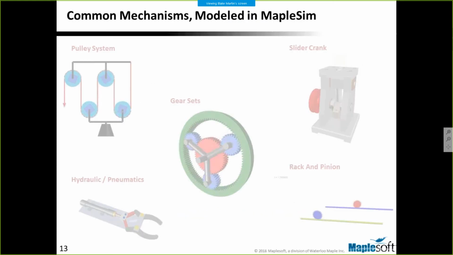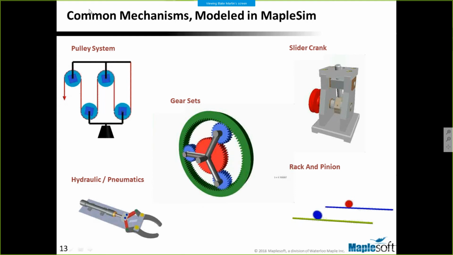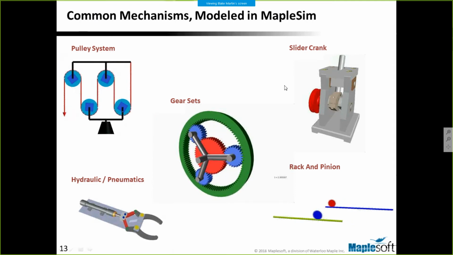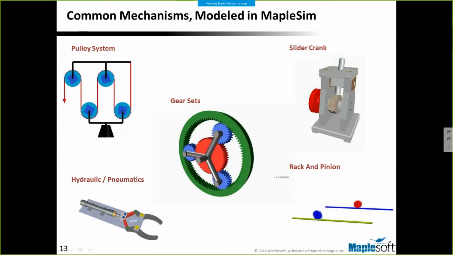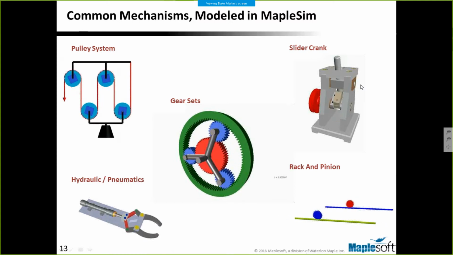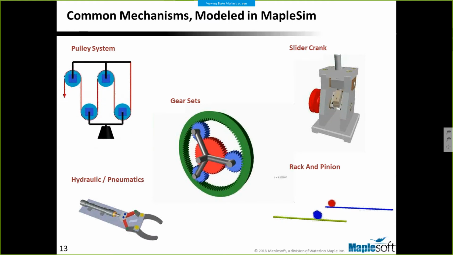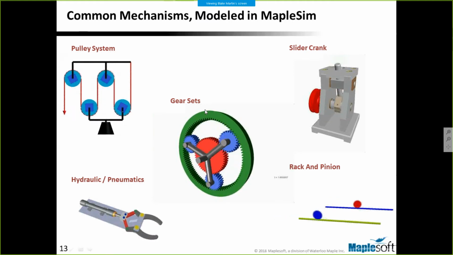So what are some common mechanisms that are modeled in MapleSim? Well, on the left here we can see a pulley system. We have a slider crank mechanism, which could be used for a very specific application. And in this case here we can see a CAD visualization that was imported into the model. We can model gear sets.